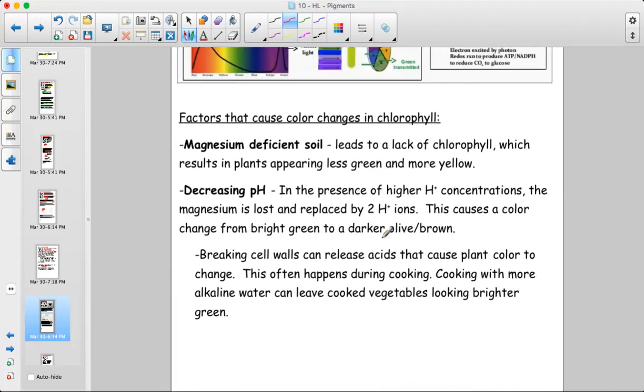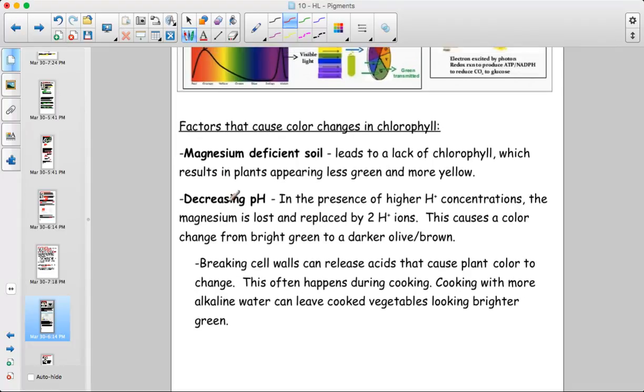There are some factors that cause changes in the color of chlorophyll. If there's magnesium deficient soil, that can lead to a lack of chlorophyll because you need a magnesium atom in the center there. And that results in plants appearing less green and more yellow because those carotenoids that are beneath the green, or in less concentration than the chlorophyll, can then shine through.